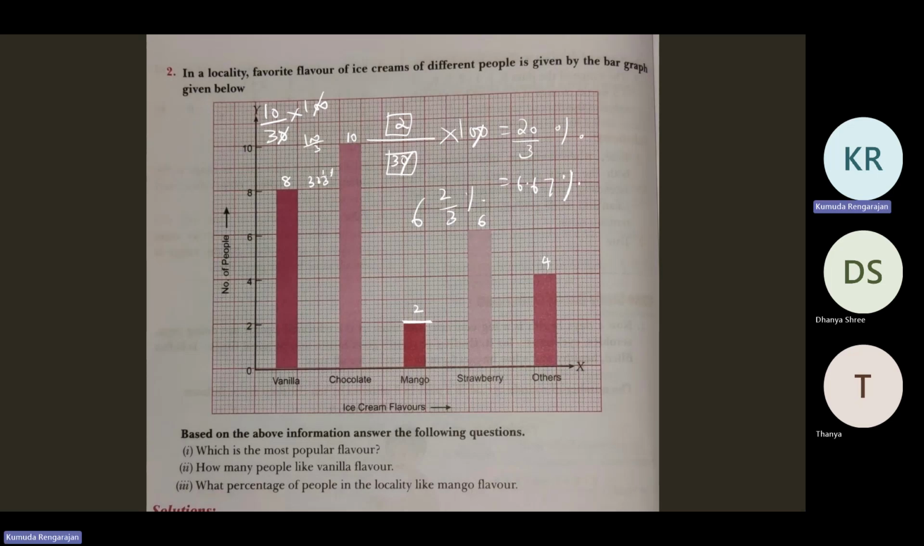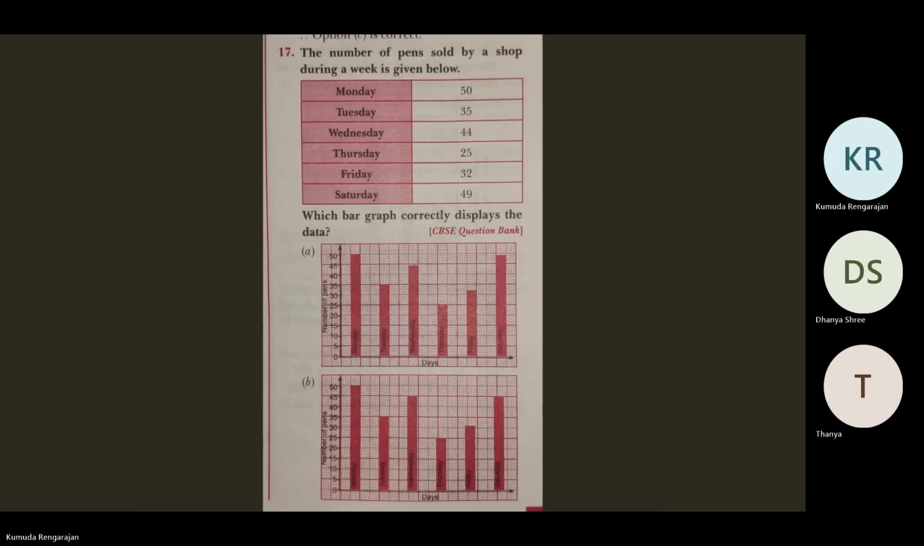33 1 by 3%. Remember this one, very important, how to find percentage. Should multiply a fraction by 100. Supposing you have to find the percentage of girls. It will be number of girls by the total number of students into 100. Okay, next one. I hope you understood this, children. For the 17th one, these are the 4 options.